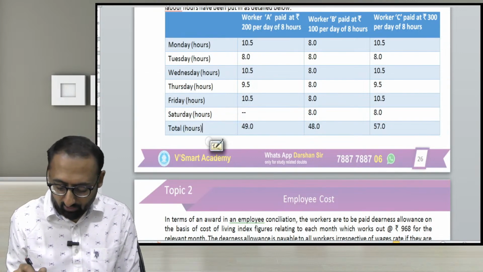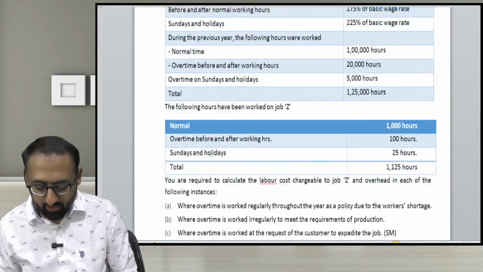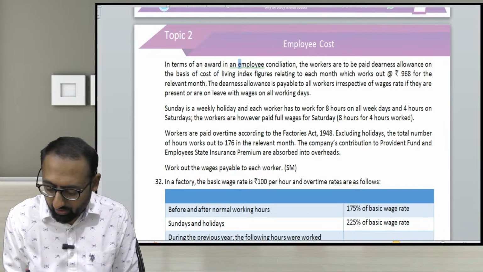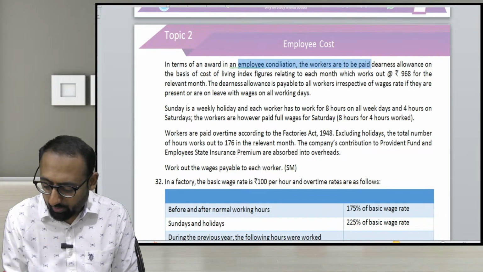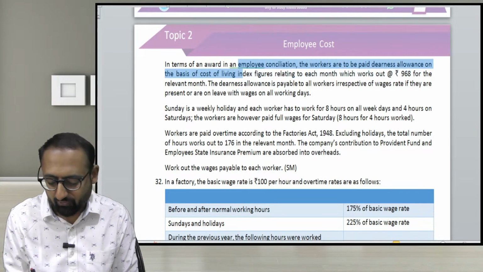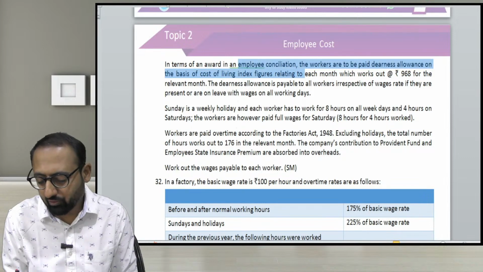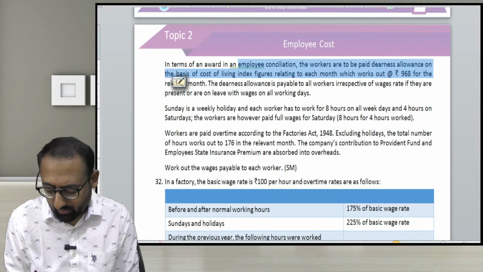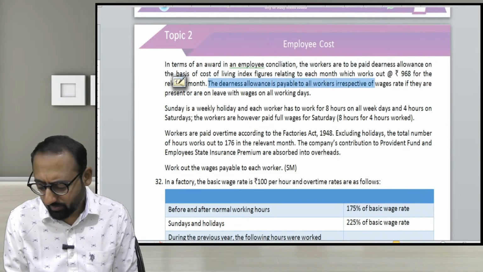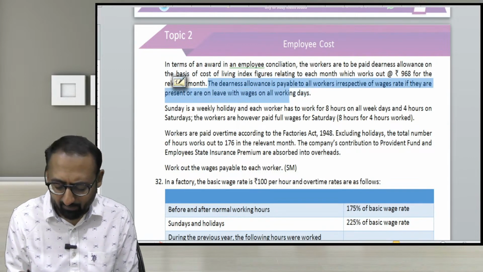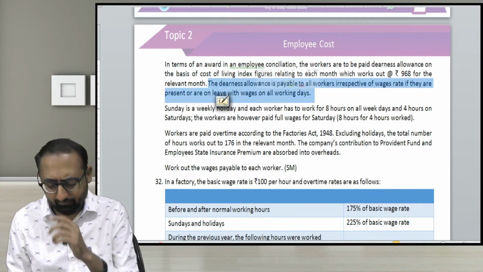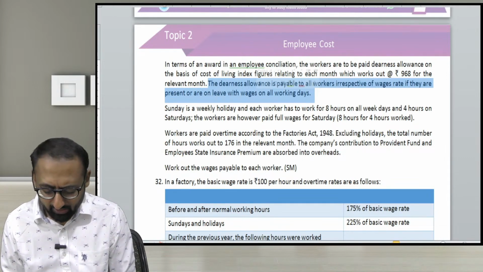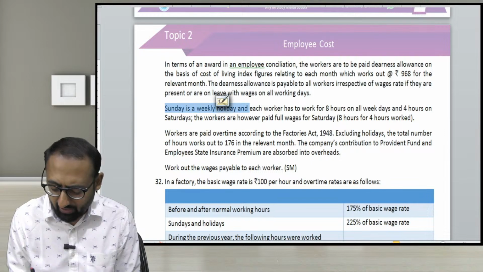Now you can check that in terms of award in an employee conciliation, the workers are to be paid dearness allowance on the basis of cost of living index figure relating to each month, working out to 968 for the relevant month. Dearness allowance is payable to all workers irrespective of the wage rate, whether they are present or on leave, with the wages on all working days. Sunday is a weekly holiday.